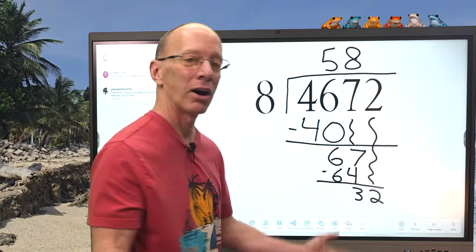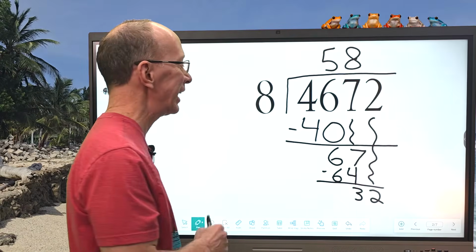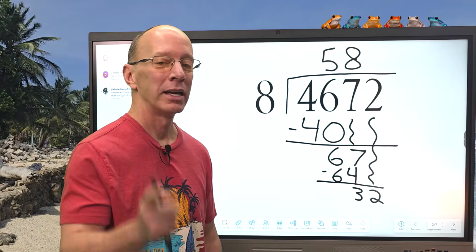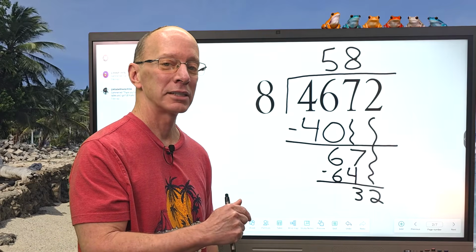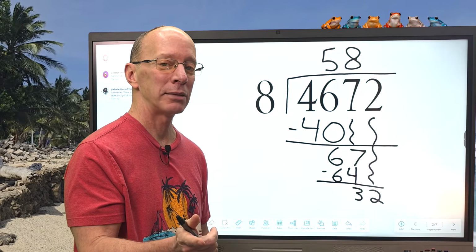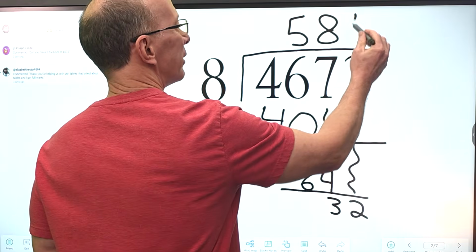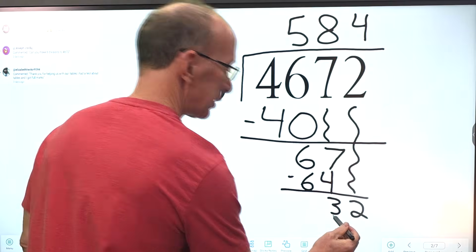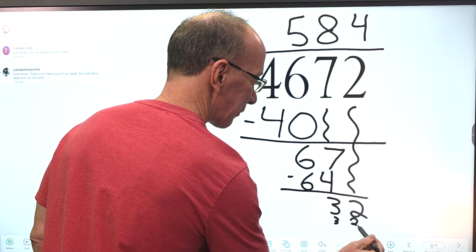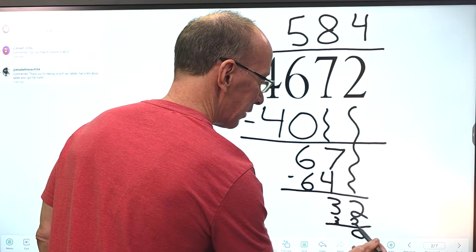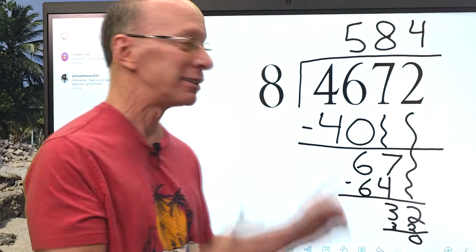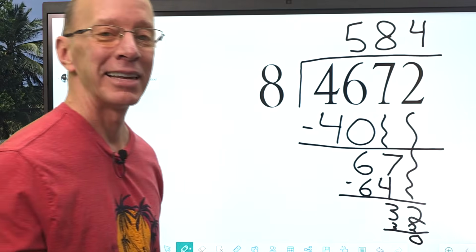So again, we start all over again. How many times can 8 go into 32? 8 times 2 is 16. 8 times 3, 24. 8 times 4, 32. Wow. So we don't have a remainder on this one. So 8 times 4 is 32. I'm going to write that really small with a remainder of 0. That's it. That's the answer. Hey, thanks a lot for watching that.